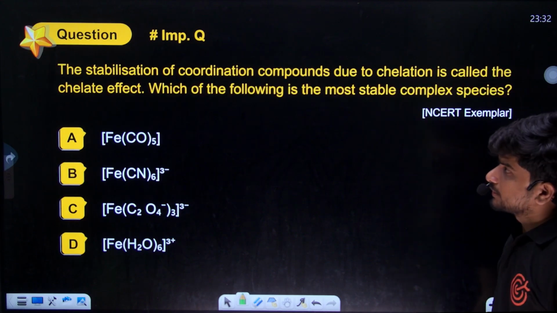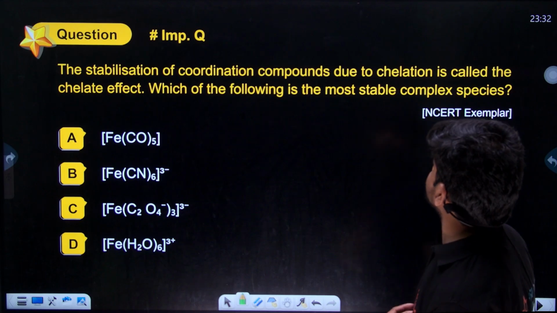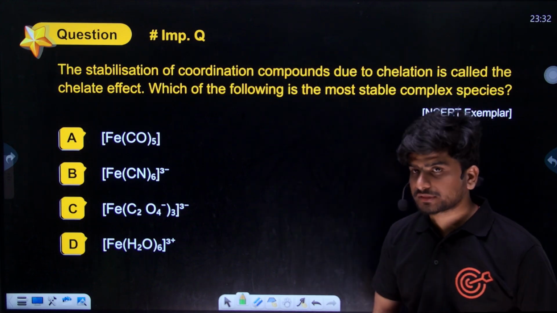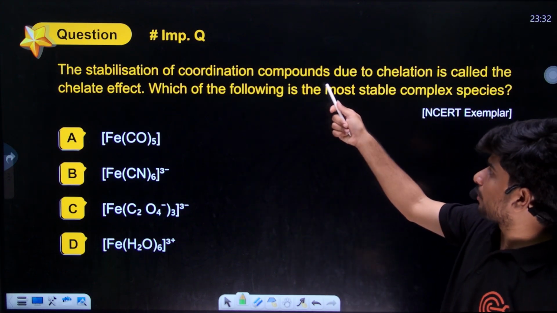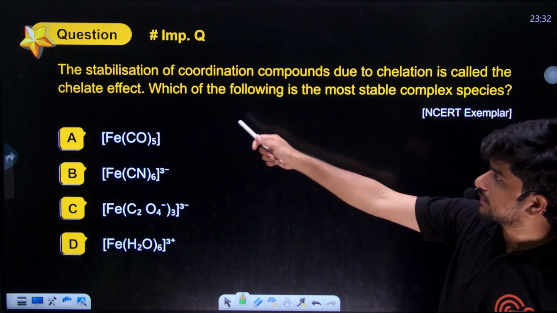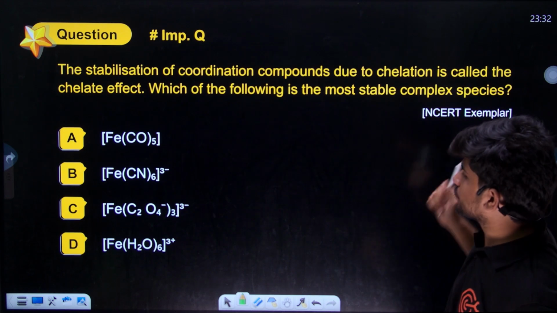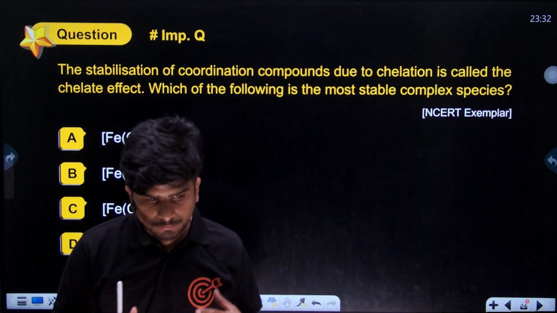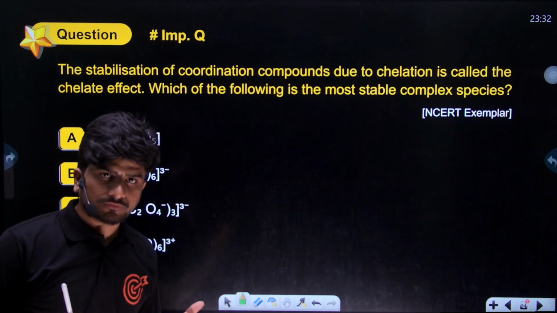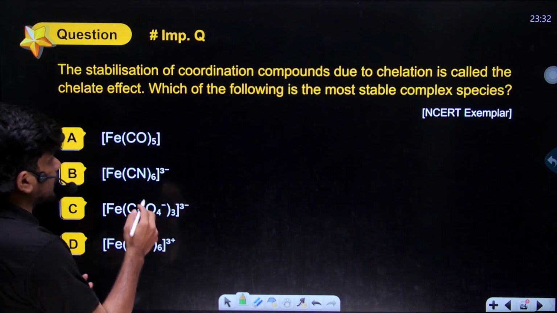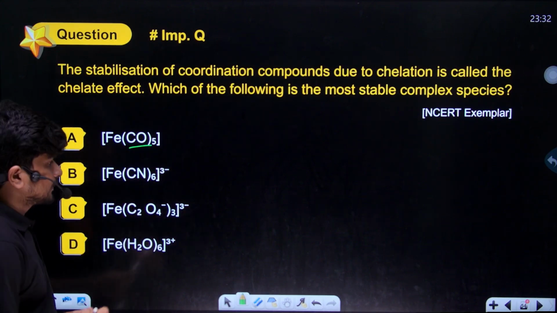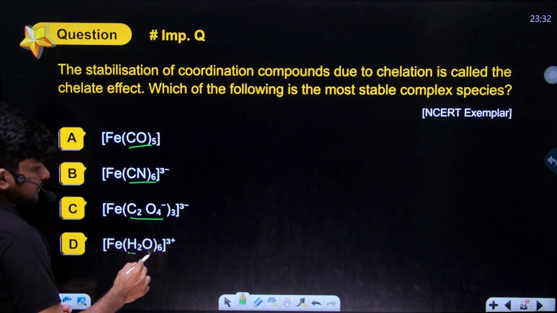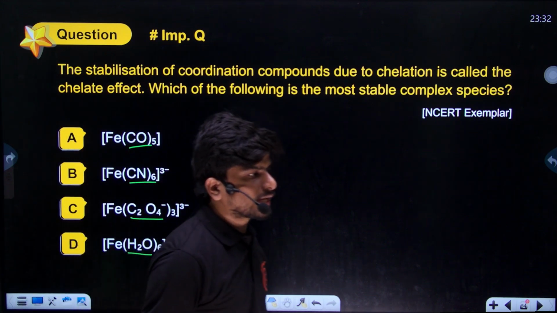Next, the stabilization of the coordination compounds due to chelation is called the chelate effect. So this is what we have discussed previously. The stabilization of coordination compound due to the chelation is called the chelate effect. So which one of the following is most stable among the species? You need to understand there need to be at least 2 donating ligands, out of which it will form a ring structure. So these are monodentate ligands. This is a monodentate ligand. C2O4 is a bidentate. This is again a monodentate. So your answer is C.